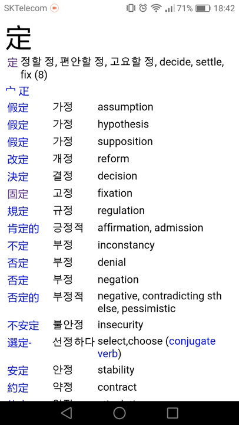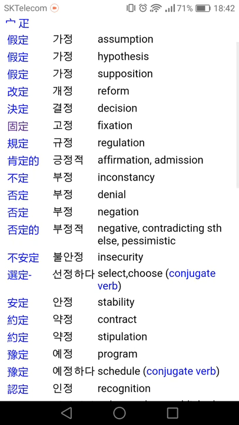Okay. And then we did ka chong. Ka chong means hypothesis. And we know from the previous video, ka means false. So false decision. That makes it hypothesis, because hypothesis is still not proven right. It's still false till you prove it right. That's why it's false decision or fixed.